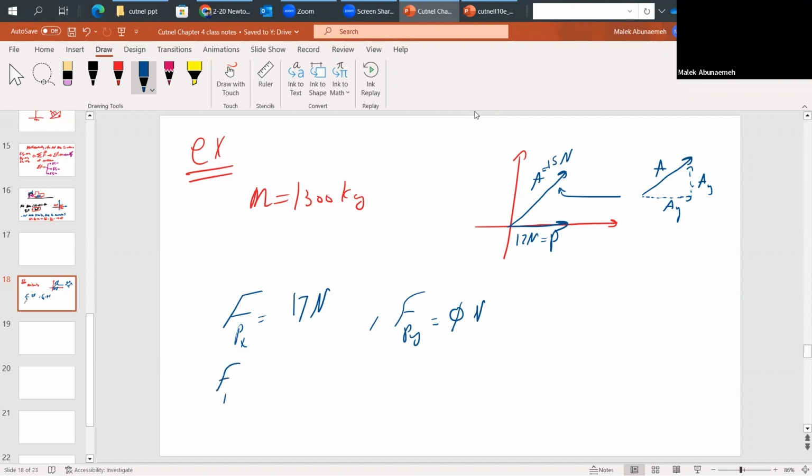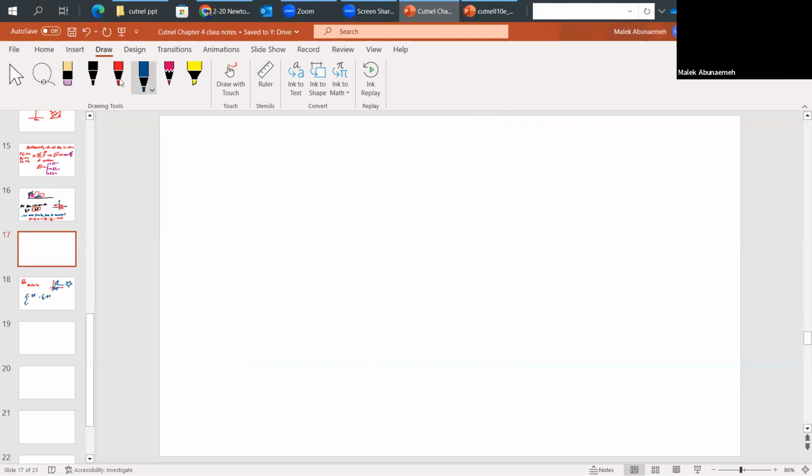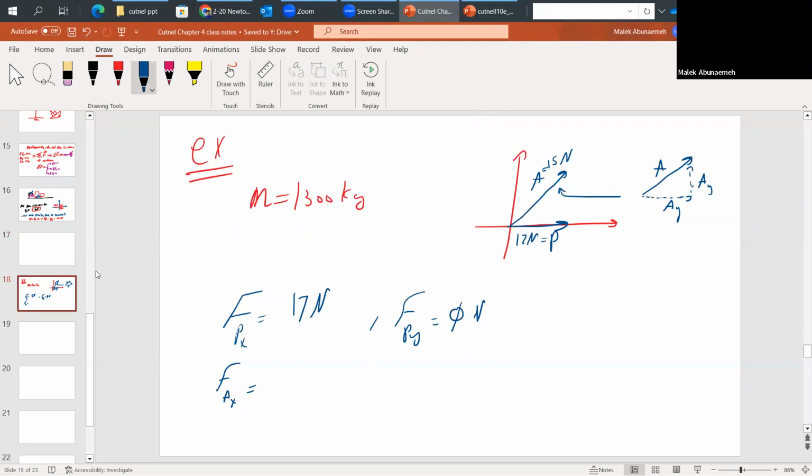For A in the x-axis, again, from chapter 1, we defined A of y as A sine theta, and A of x as A cosine theta. So your FA of x is going to equal 15 times cosine 67. FA of y is going to equal 15 sine 67.